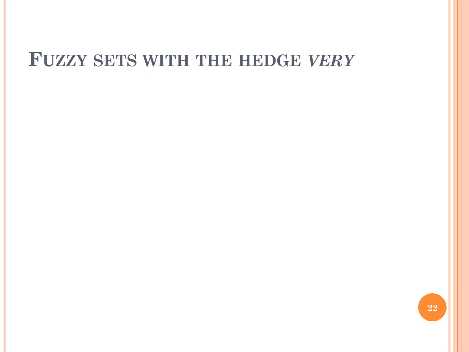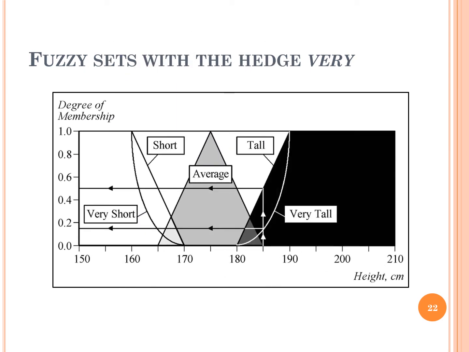Okay, now we look at fuzzy set with the hedge very. We have very slow. This is a degree of membership. Okay, we can have a very slow.